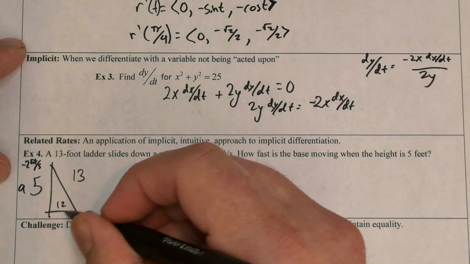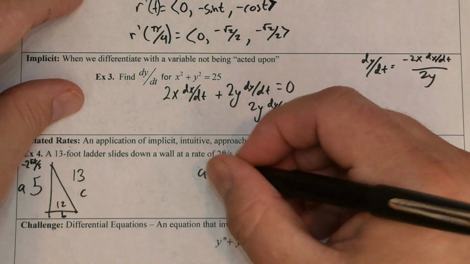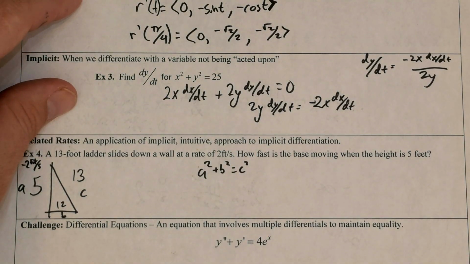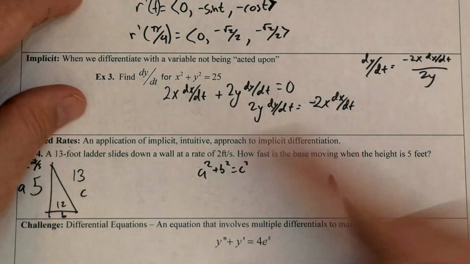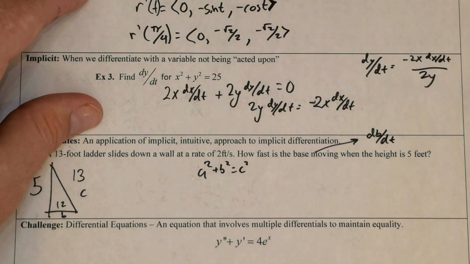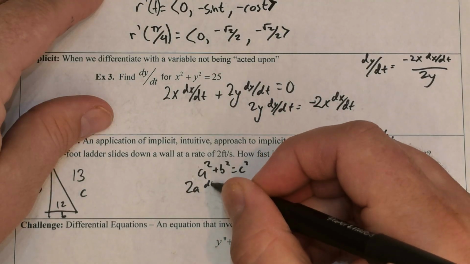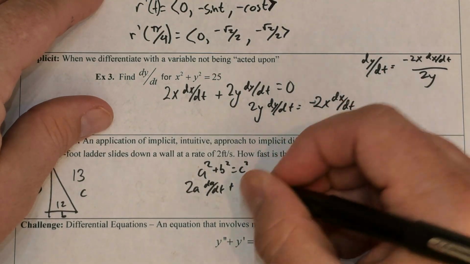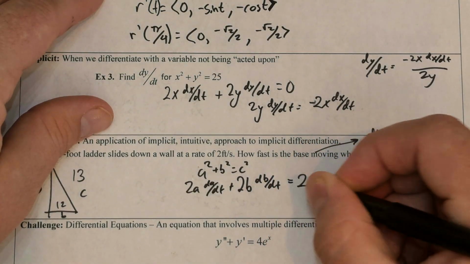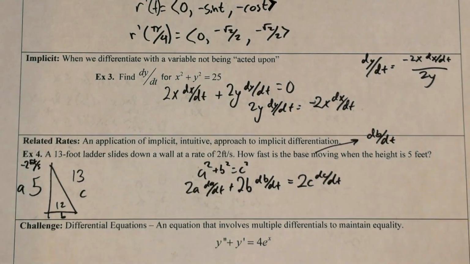Don't forget, I should probably label these a, b, c, because what's the one formula that relates them all? a squared plus b squared equals c squared. And the thing I need to find, how fast is the base moving? That's the change in base with respect to time. So when I take this derivative, 2a da dt plus 2b db dt equals 2c dc dt. And then I can plug in all my relevant information.